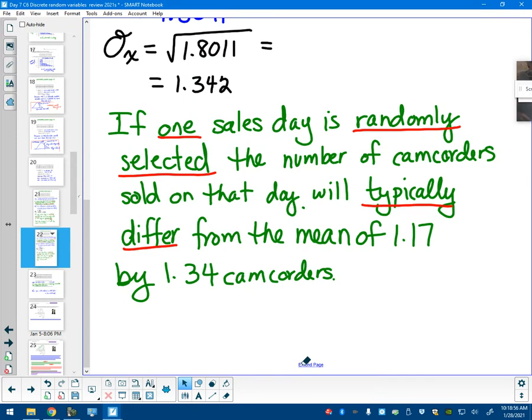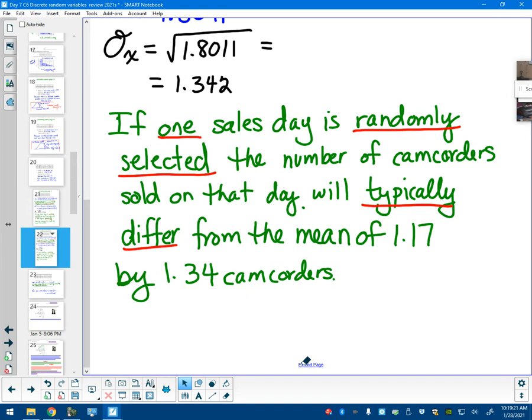So there's all these words that mean mean. Mean means mean, expected value means mean, average means mean, center can sometimes mean mean. Median can mean mean if you have a perfectly symmetric distribution.